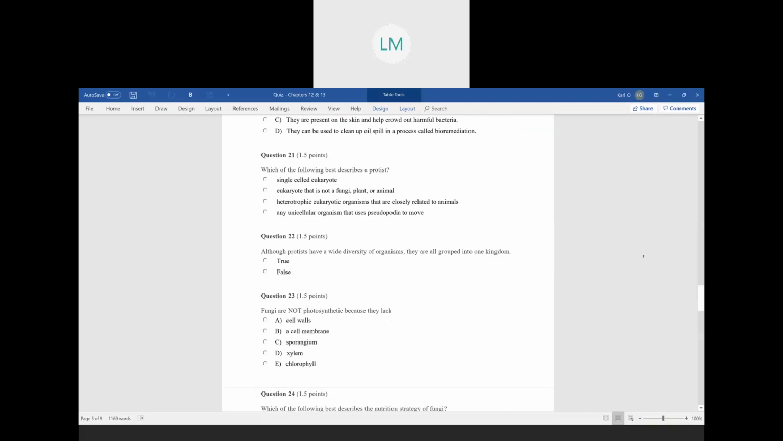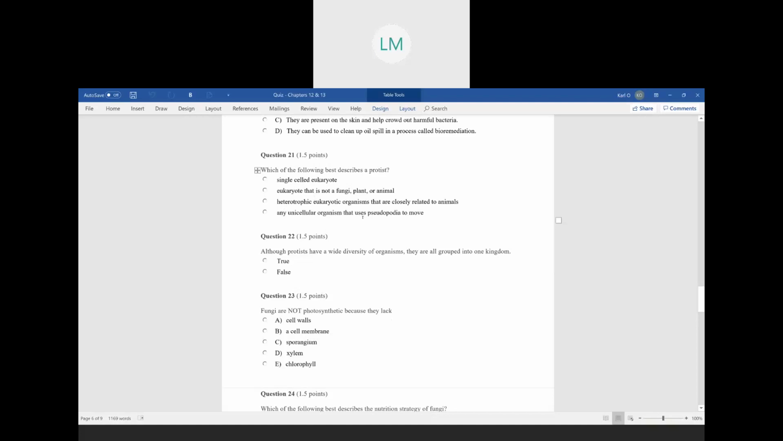Question 21. Which of the following best describes a protist? So a single-celled eukaryote. Well, we talked about the multicellular protist, so that's not true. A eukaryote that is not a fungi, plant, or animal. That sounds right. Let's read the other choices, though. Heterotrophic eukaryotic organism closely related to animals. That is not true because we do have some protists that are not heterotrophic, right, that can do photosynthesis.